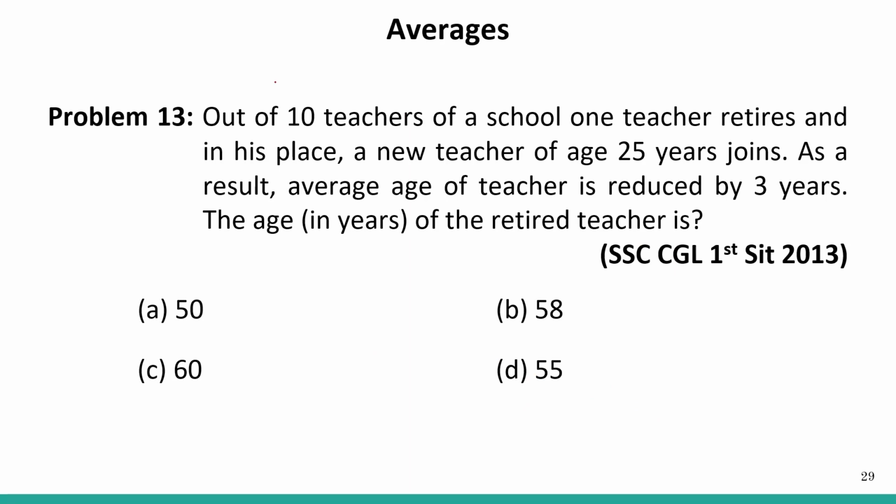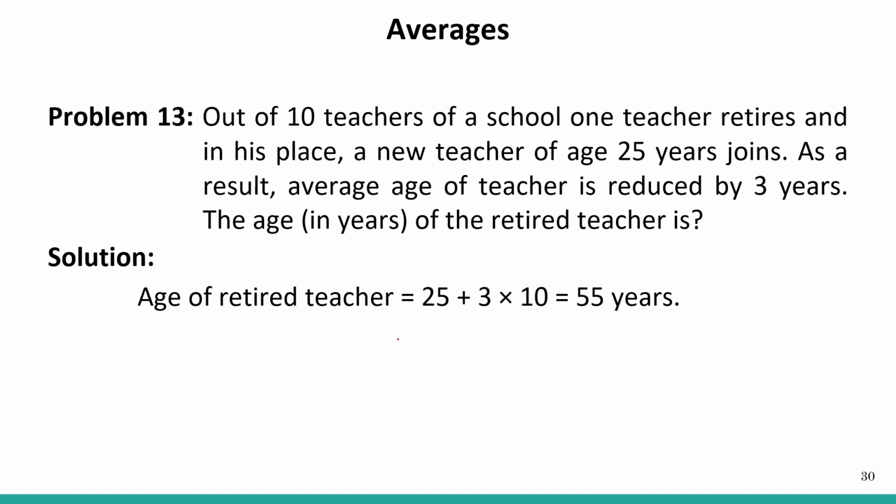So let's see problem number 13. Out of 10 teachers of a school, one teacher retires and in his place a new teacher of age 25 years joins. As a result, the average age of the teachers is reduced by 3 years. So what is the age in years of the retired teacher? This question has appeared in SSC CGL first sitting of 2013 paper. So let's see a step-by-step solution. The age of the retired teacher will be what? 25 plus 3 into 10, which is equal to 55 years, right?